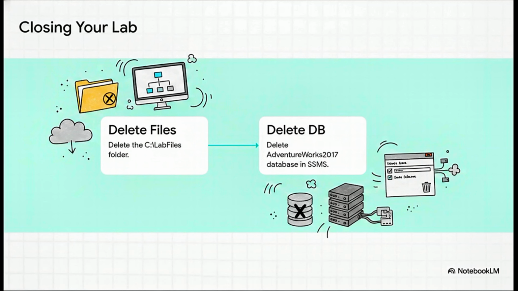Finally, you'll head back over to Object Explorer in SSMS, right-click the AdventureWorks 2017 database, check the box that says Close Existing Connections, and completely delete it. This just ensures the lab environment is perfectly reset for the next run.